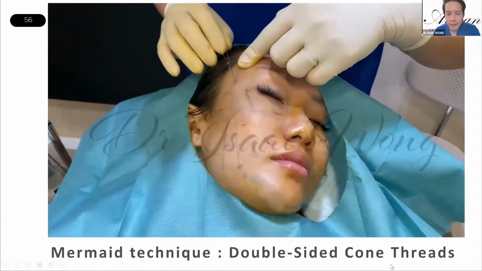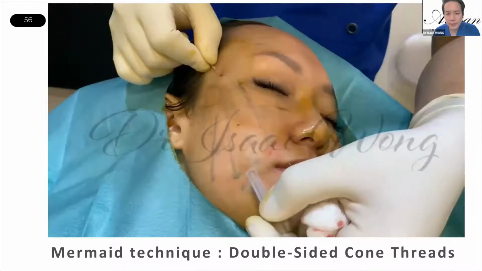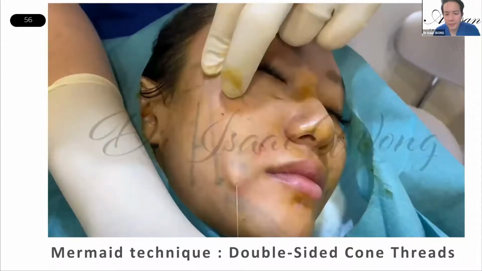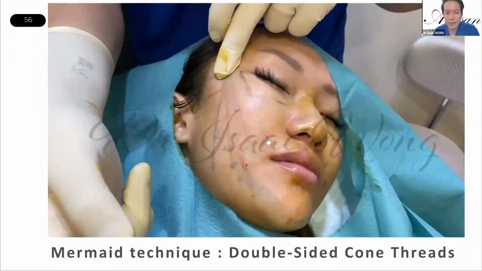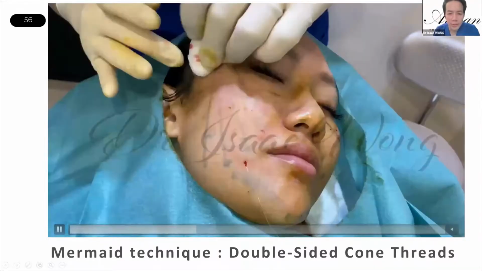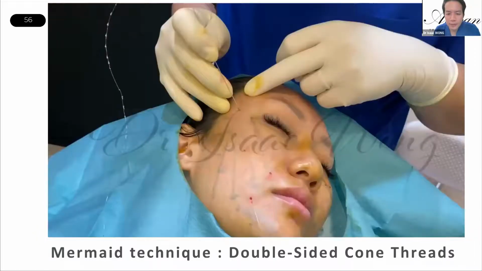Take the other arm and go down. Pull through, and you can see, drape it out. Remember, this is an important step. Look at that. Look at the lifting of the cheek area and the reduction of the nasolabial fold. Then we go to the jowls.